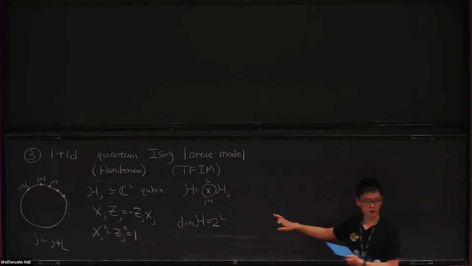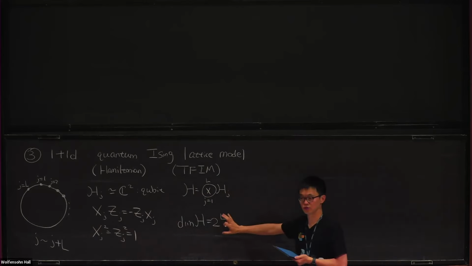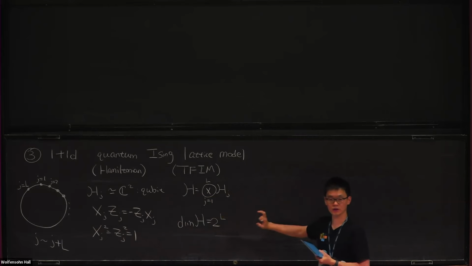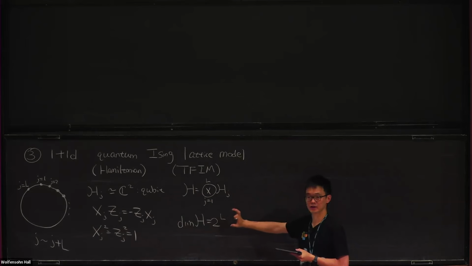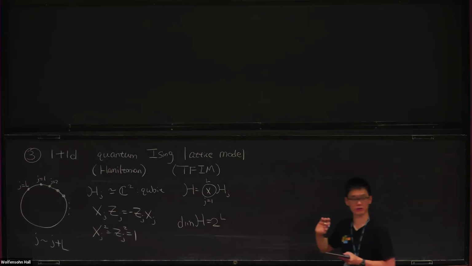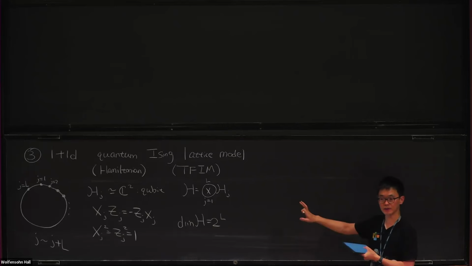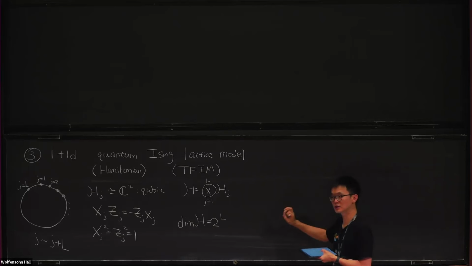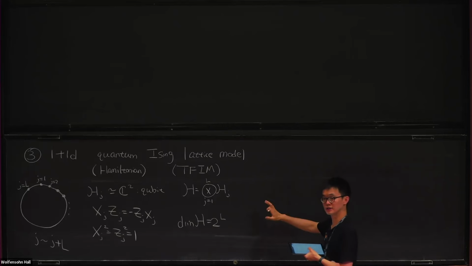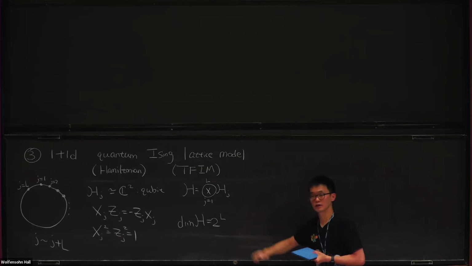Throughout the talk, I will mostly restrict to this 2 to the L dimensional Hilbert space. Everything we're going to say at the end of the day will be a statement on this 2 to the L dimensional Hilbert space, and that will be extremely crucial for the rest of the discussion. We don't want to make the Hilbert space larger. We don't want to make the Hilbert space smaller. There are some intermediate steps where we might want to enlarge it, but at the end of the day, the final statement will be on this Hilbert space.